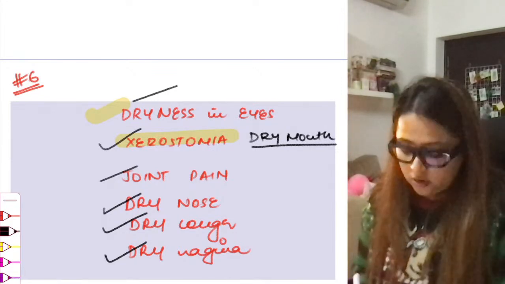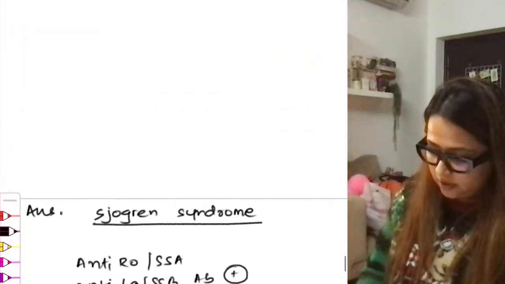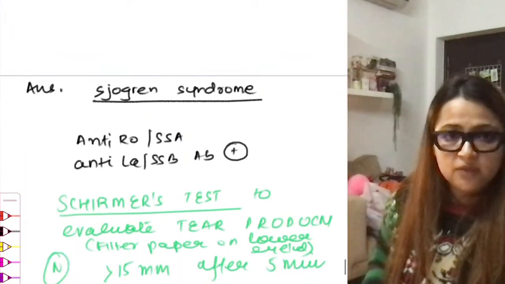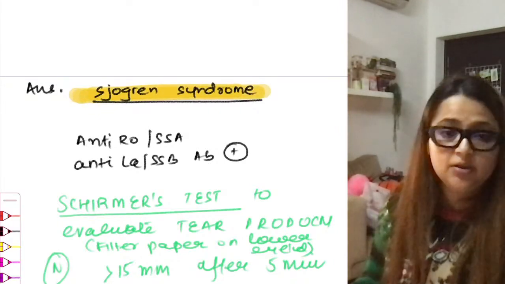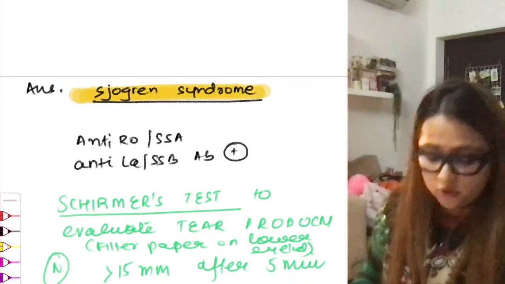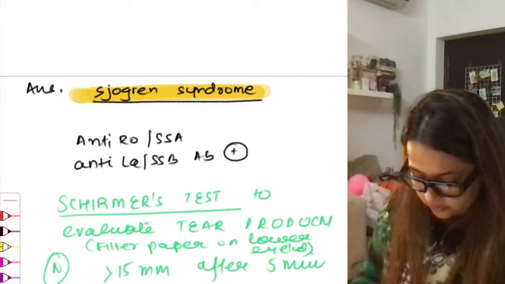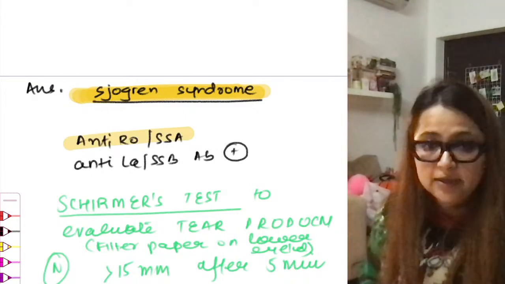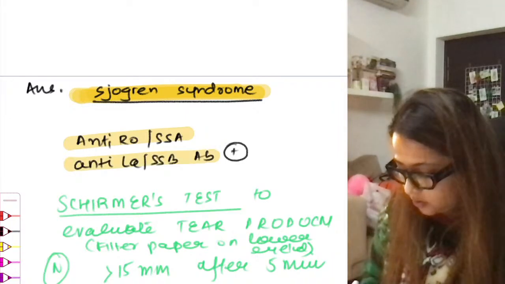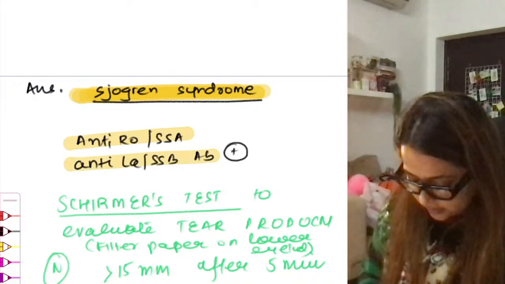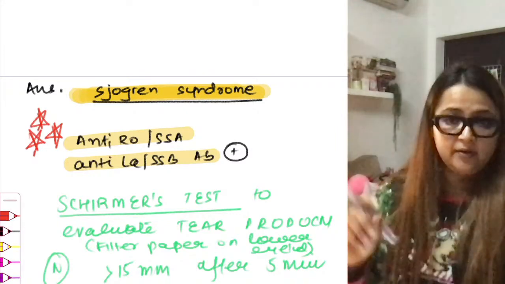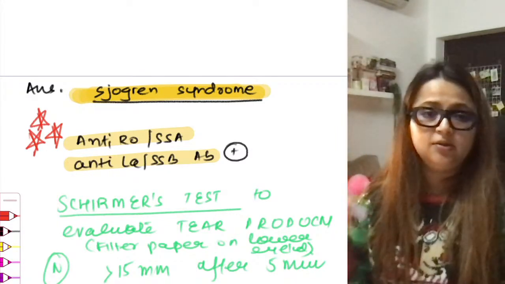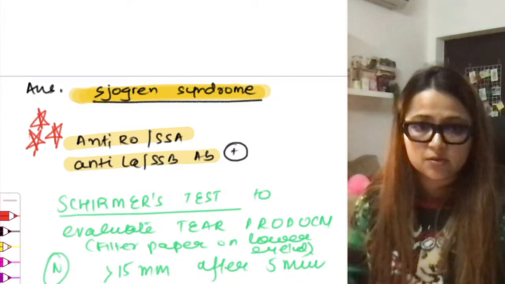Now let us talk about Sjogren syndrome, the high yield points. Number one: what type of autoantibodies are you expecting to be positive in Sjogren syndrome? The answer is anti-Ro or SSA and anti-La or SSB. If these antibodies are present in the question, you will think about Sjogren syndrome.